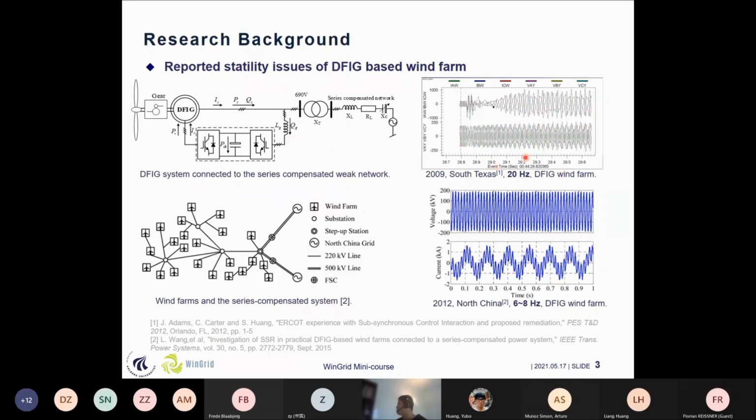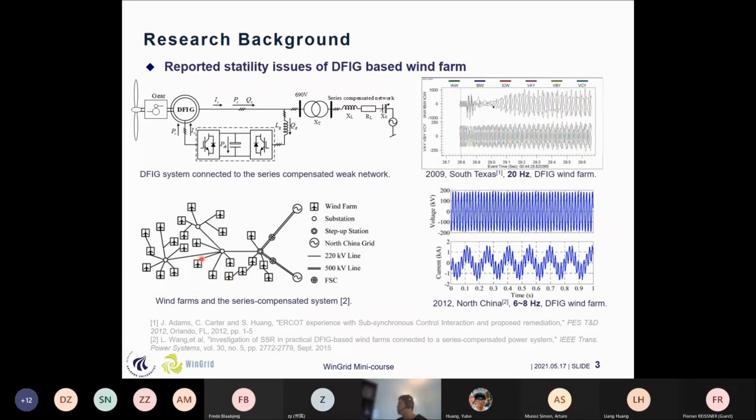And this is a real case waveform that was reported in South Texas in 2009. You can see that the first is the current waveform and the second is the voltage waveform. We can see that there are 20 hertz oscillations in the currents, and this is a very obvious oscillation phenomenon, and it will cause the trip of the wind farm and will cause some cascaded failures of the system and may even cause the outage of this area. So it's unacceptable in the real case, and we need to avoid it.